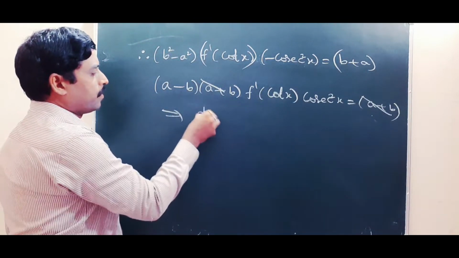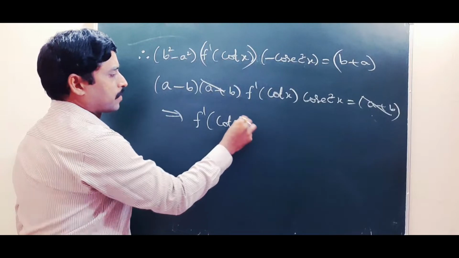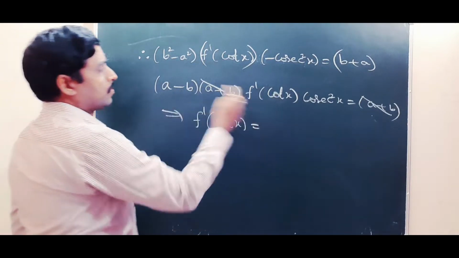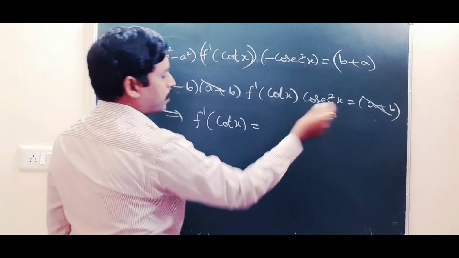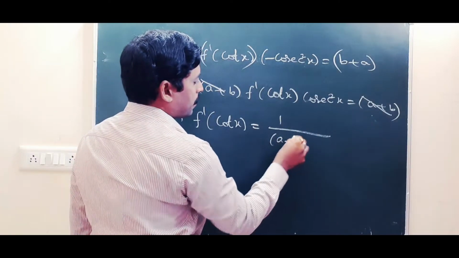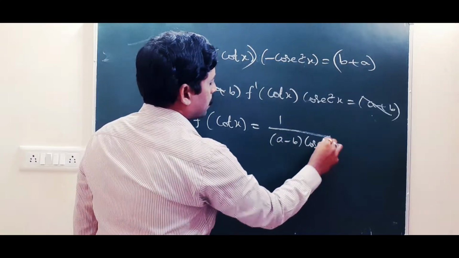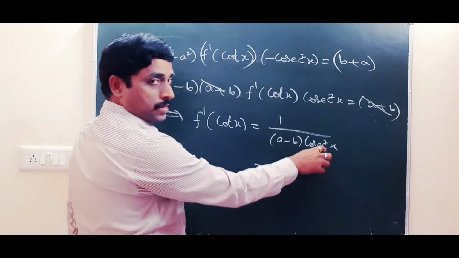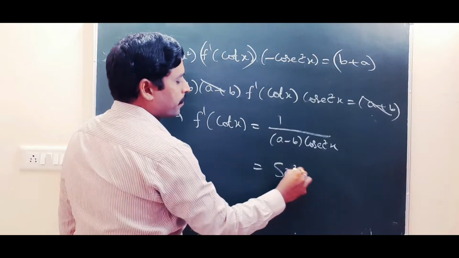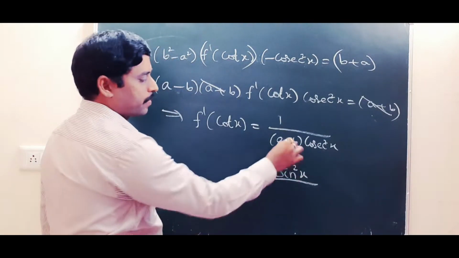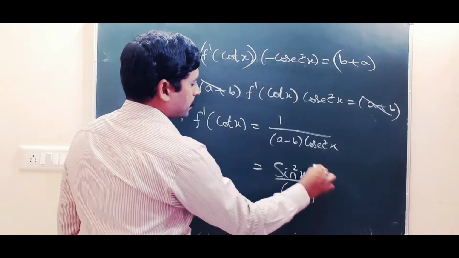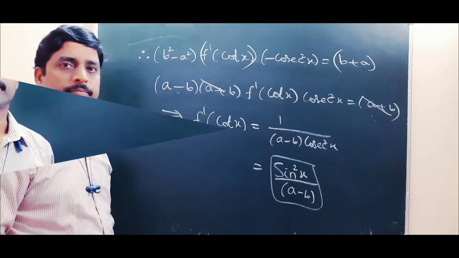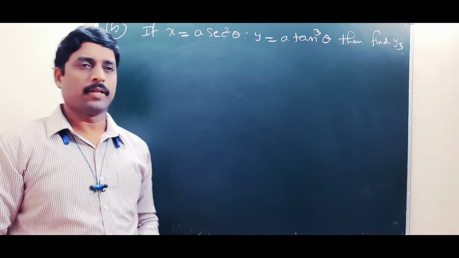What is our target? f dash of cot x. So a minus b into cosecant square x, bring to the right side: 1 by a minus b into cosecant square x. 1 by cosecant square x is nothing but sin square x, so it is sin square x by a minus b. Okay, this is the answer. Let us go to the next problem.